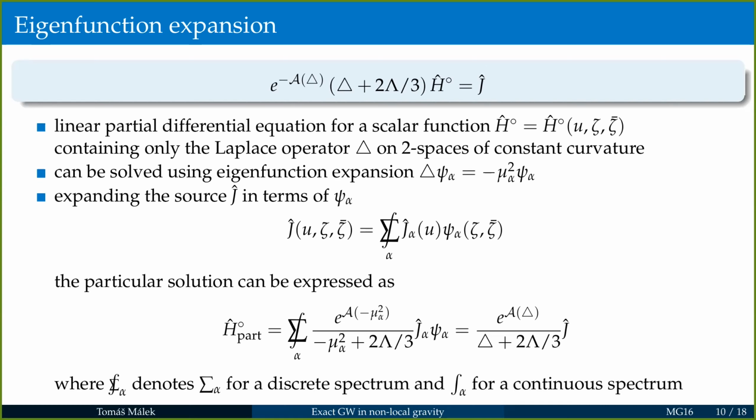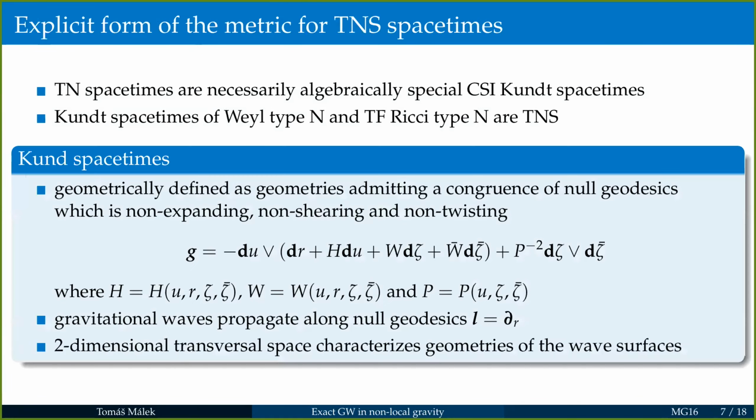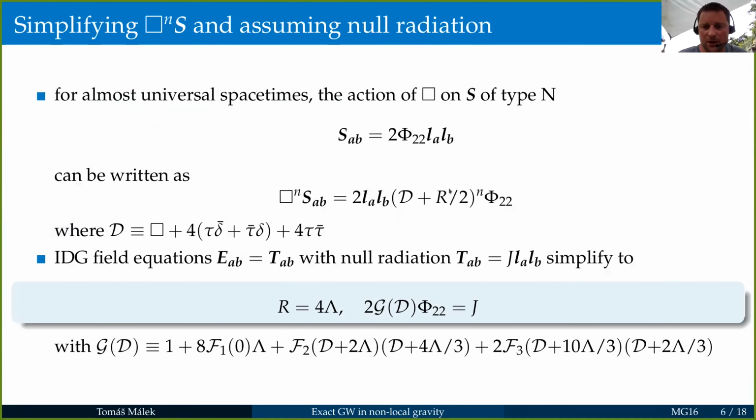Is it a null source? Yes, you need a null source. J is arbitrary, but it's a null source because the energy-momentum tensor is of this form. J is the only component of the energy-momentum tensor, where L is a null vector. So it's an arbitrary null source.